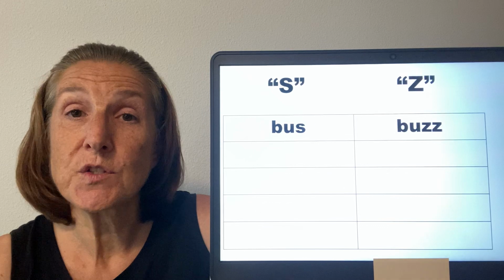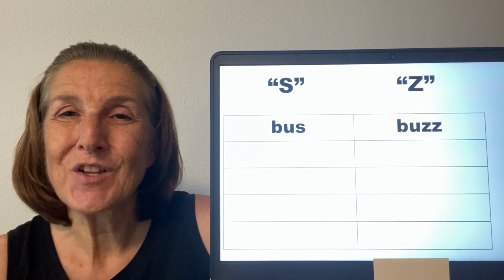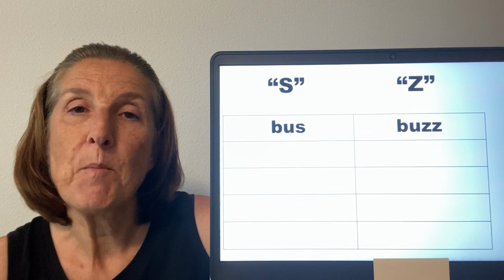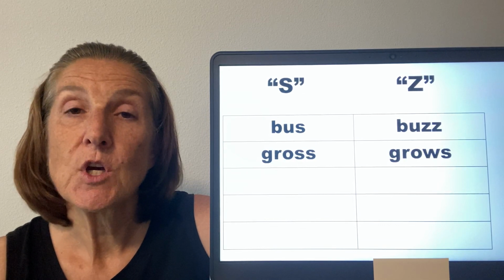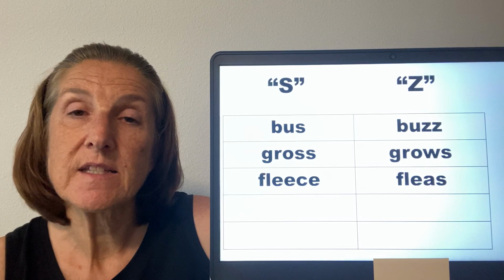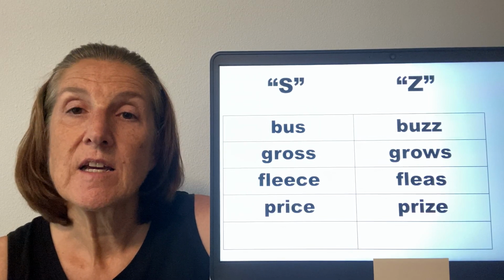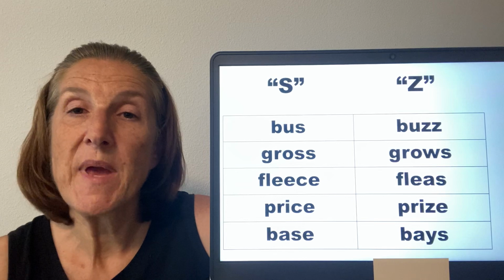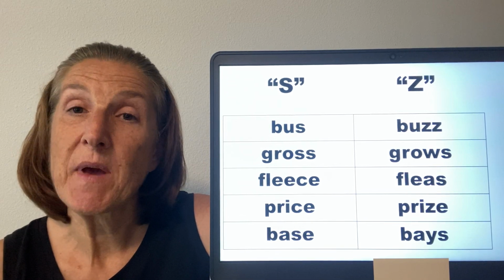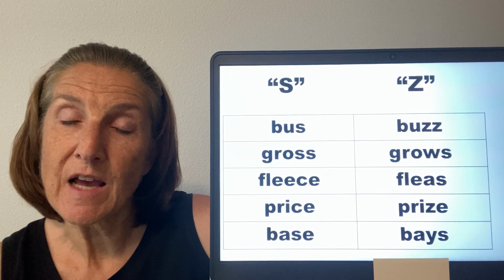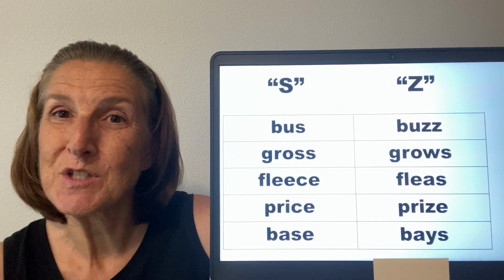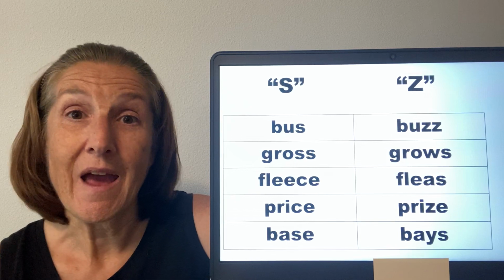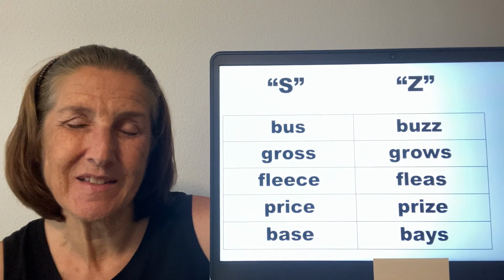The S and Z sounds can also occur at the ends of words. Let's look at this list and listen again for those differences in the sound. Bus, buzz, gross, grows, fleece, fleas, price, prize, base, bays. And you see again that the spellings can vary. We have the S sound here being formed by a single S, a double S, and a C. The Z sounds are formed by a double Z and S's and a YS in that word bays.